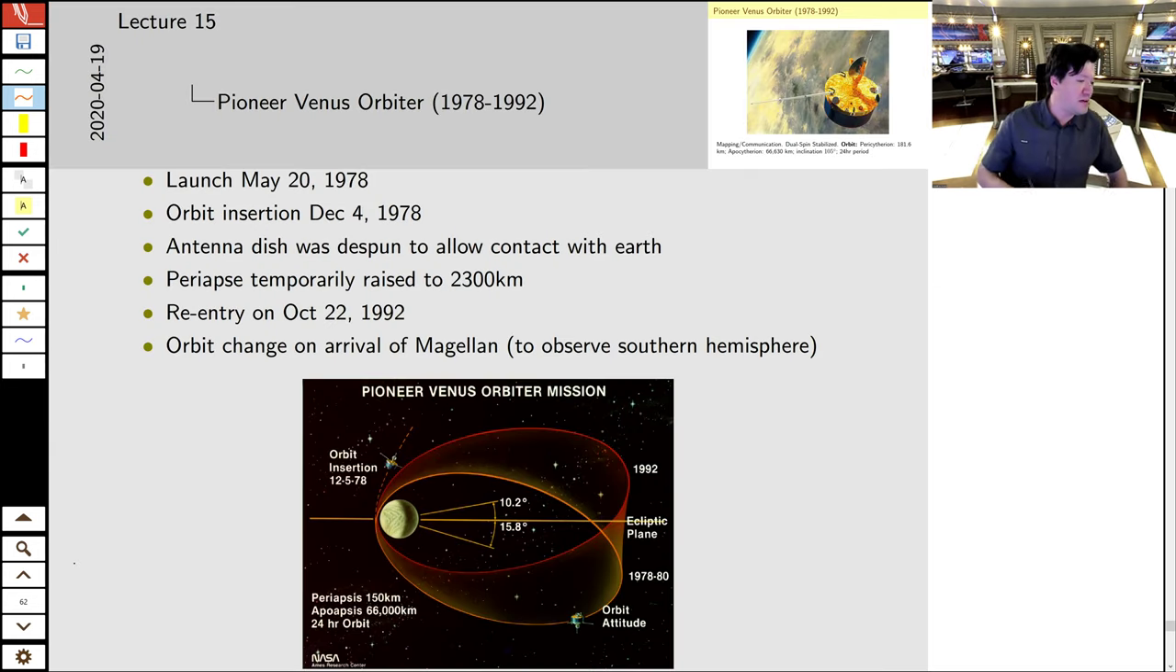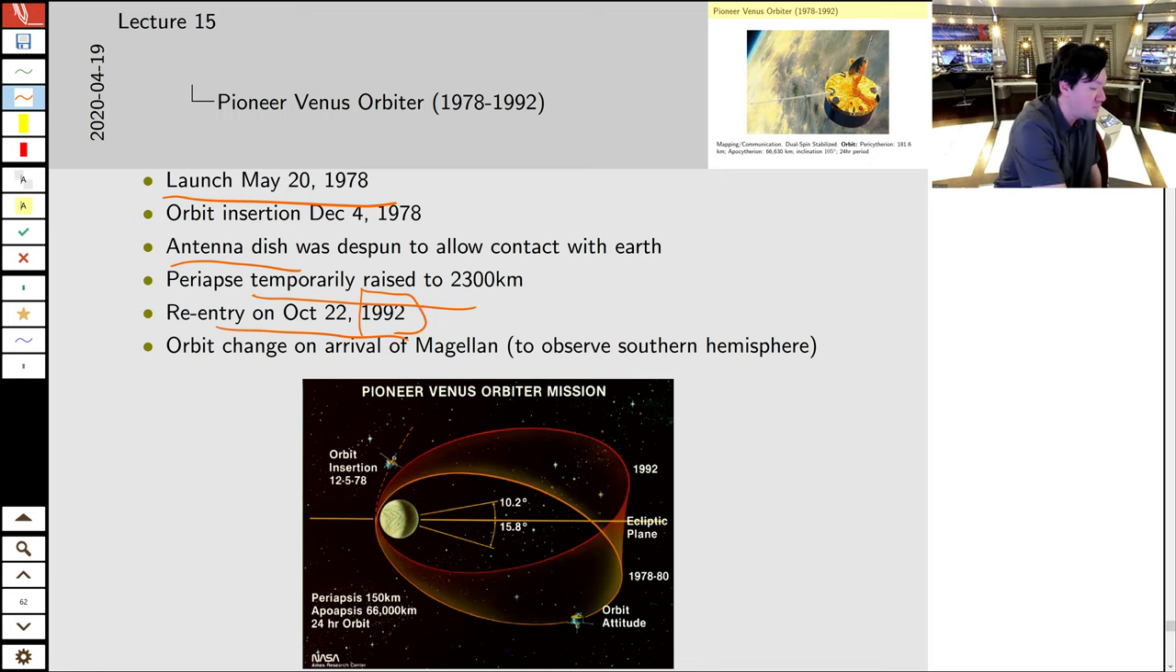A couple final words about Venus orbiter, Pioneer. Remember, Pioneer was also those interstellar space probes we talked about earlier. 1978, so again, talking like 40 years ago. 42 years ago, right? Launched in May, arrived in December. The antenna was despun to constantly point towards Earth. It actually survived quite a long time. At some point, that periapsis was raised to 2,300 kilometers, so that was fine. It finally ran out of fuel and re-entered on October 22nd.